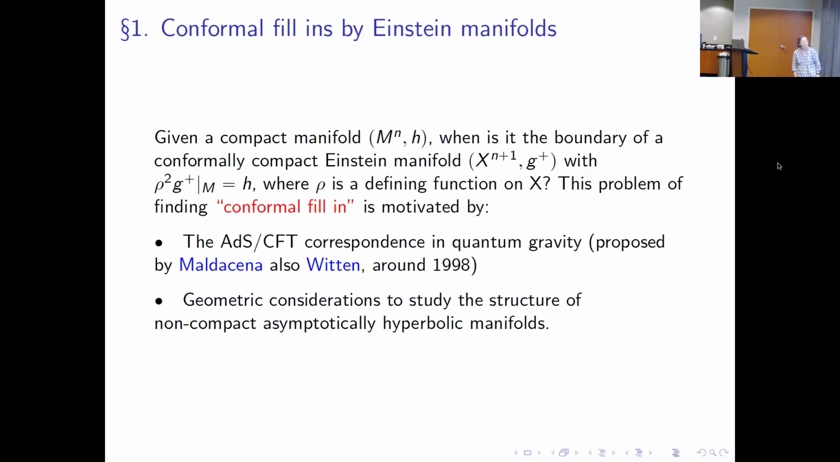But I can get a defining function rho such that rho squared g_+ restricted to the boundary is h. And in this case, we say this (X^n, g_+) is a conformal filling-in of the original manifold (M^n, h). This is a problem that occurred in AdS/CFT, conformal field theory, first proposed by Maldacena and Witten. And of course, in geometry, we also have a lot of study of such spaces because this space is a special case of asymptotically hyperbolic manifold.